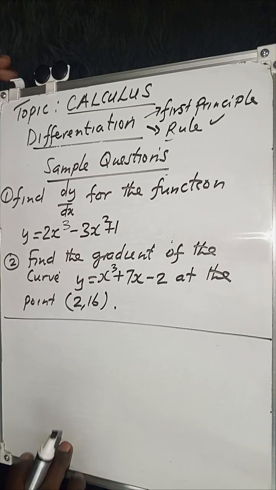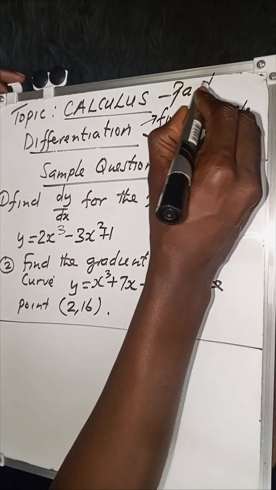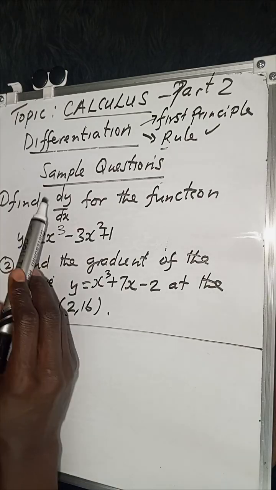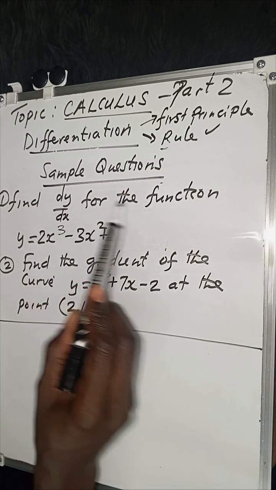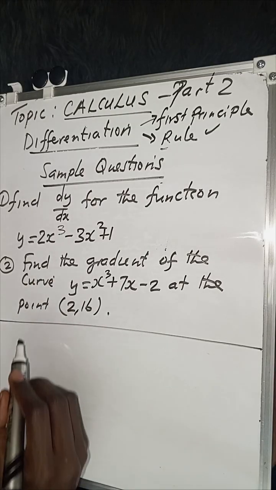Right, so welcome to my second segment. This is part 2 of my differentiation as I continue with some sample questions and give you some more ideas. It says find dy over dx for the function. So they want us to find the derivative or the gradient for the function.